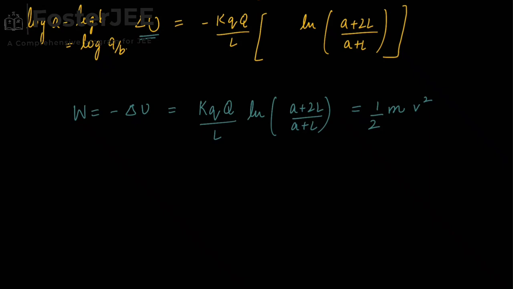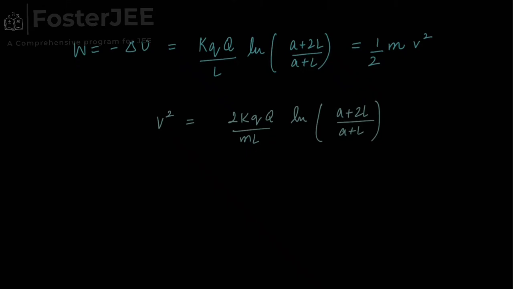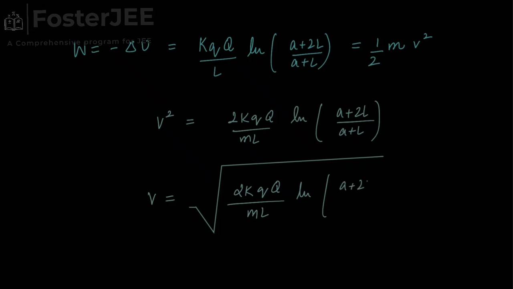Now rearranging this equation, we can write v square is equal to 2kqQ upon mL ln a plus 2L upon a plus L, and hence the velocity becomes v is equal to root over 2kqQ upon mL ln a plus 2L upon a plus L.